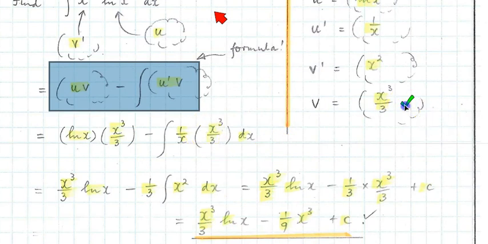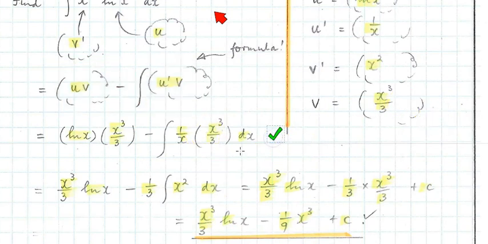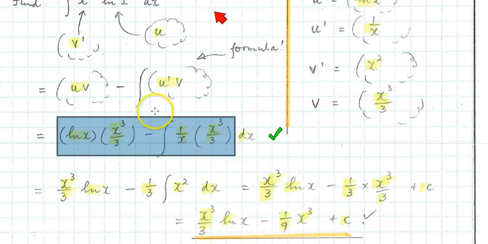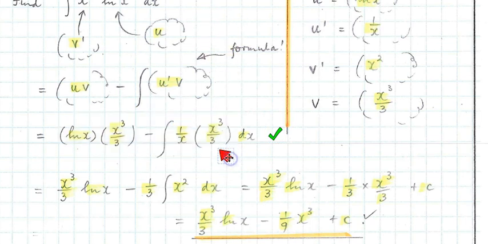Okay, so check that that line there is correct. There's u, there's v, minus the integral of u dash, which is 1/x, and there's v repeated. V will always be repeated. There and there. Now, before we move on, we want to cancel this down. What do we get? Yep, x cubed divided by x is x squared. So I'll get x squared over 3 there. I've taken the 3 out, the 1/3 out, and there's the x squared.